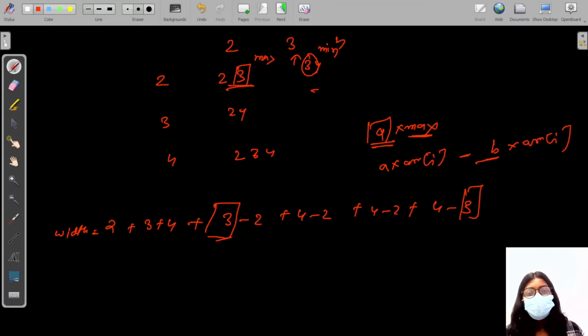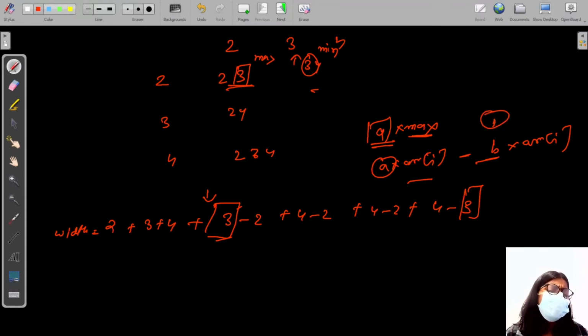I hope I am able to make it clear, guys. See, here my 3, that is my ARR of I, is behaving as a max. So I'm adding it to my width. And how many times is it behaving as max? It's behaving as max 1 time. Here it's behaving as min 1 time. B is 1 here, and A is also 1 here. Okay, so I'm going to subtract it from my width.